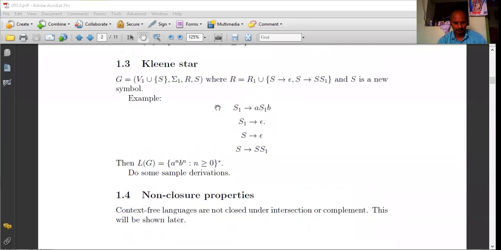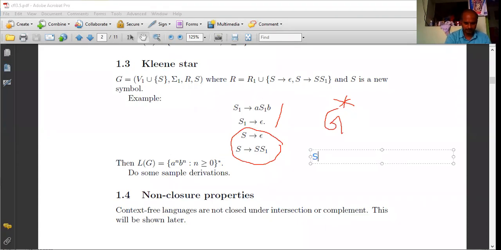The context-free grammars are closed under Kleene closure, that is the star operation. Star operation means, for example, if the grammar is G, then G star means any number of repetitions. Here observe this grammar G1. For this grammar we are adding two productions for applying the Kleene closure: S derives epsilon, and S derives S S1.